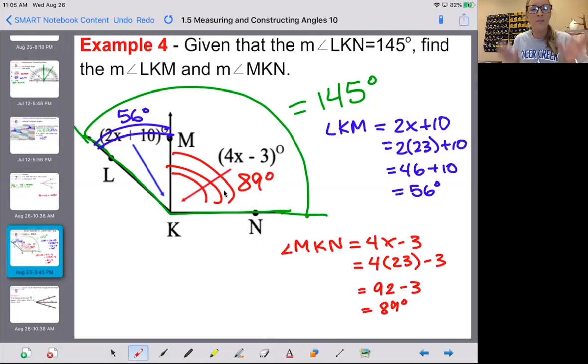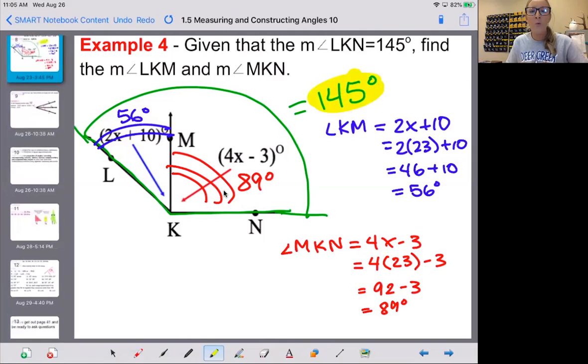Now remember, you're going to find your two answers separately, then you're going to combine them together and see if they make sense. So grab your calculator, type in 56 plus 89. If you add them together, hopefully you're getting 145, right? Because that's how much the whole angle is supposed to be. Okay, we've got one more example and then we'll be done for the day.